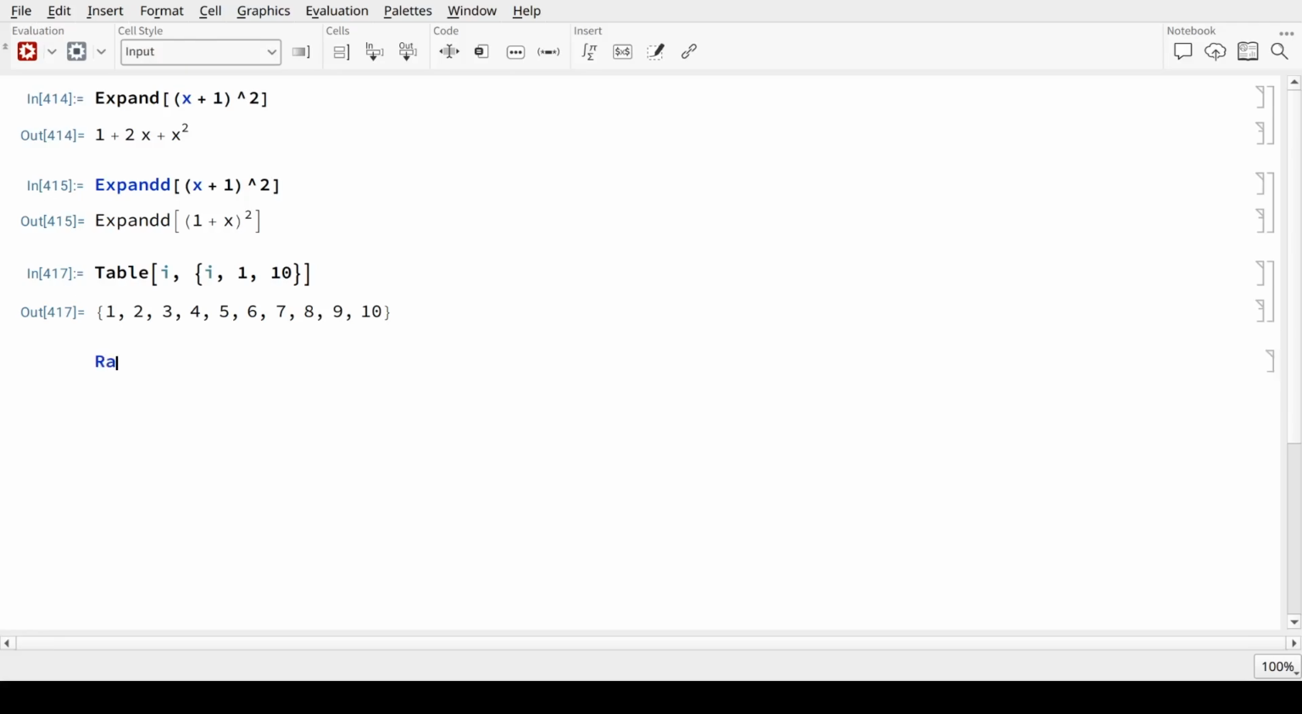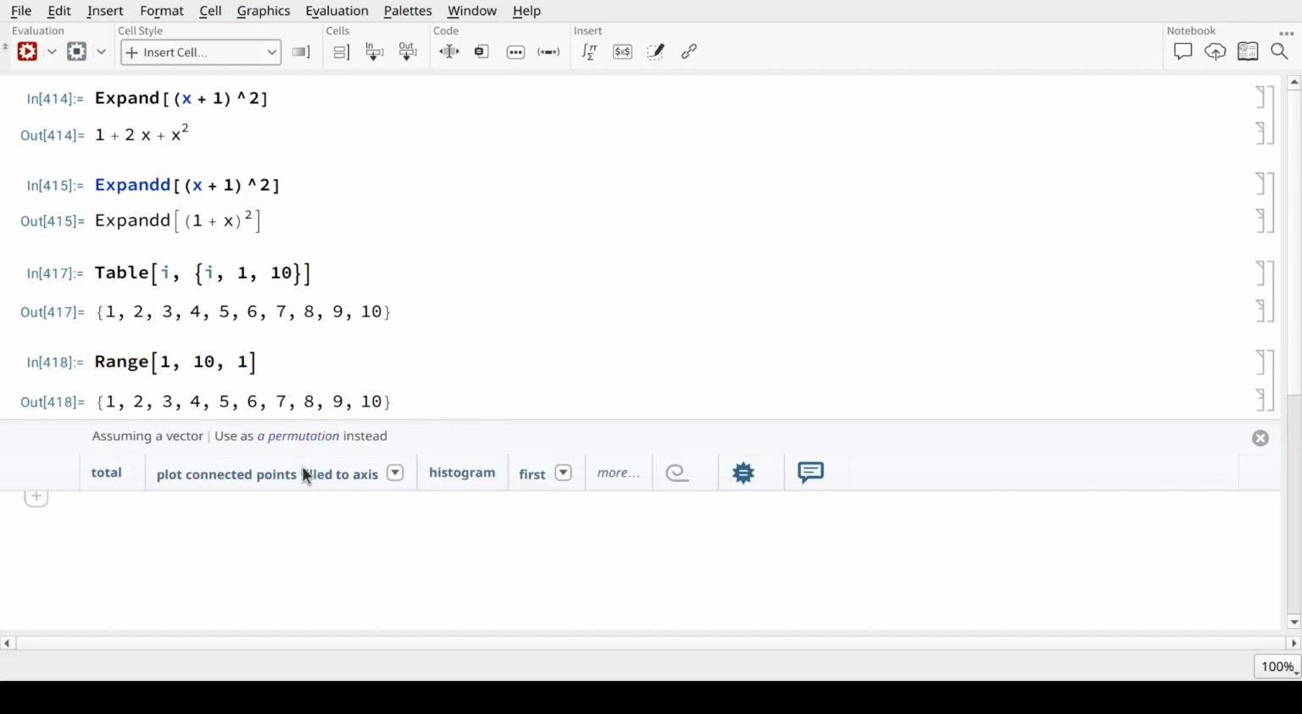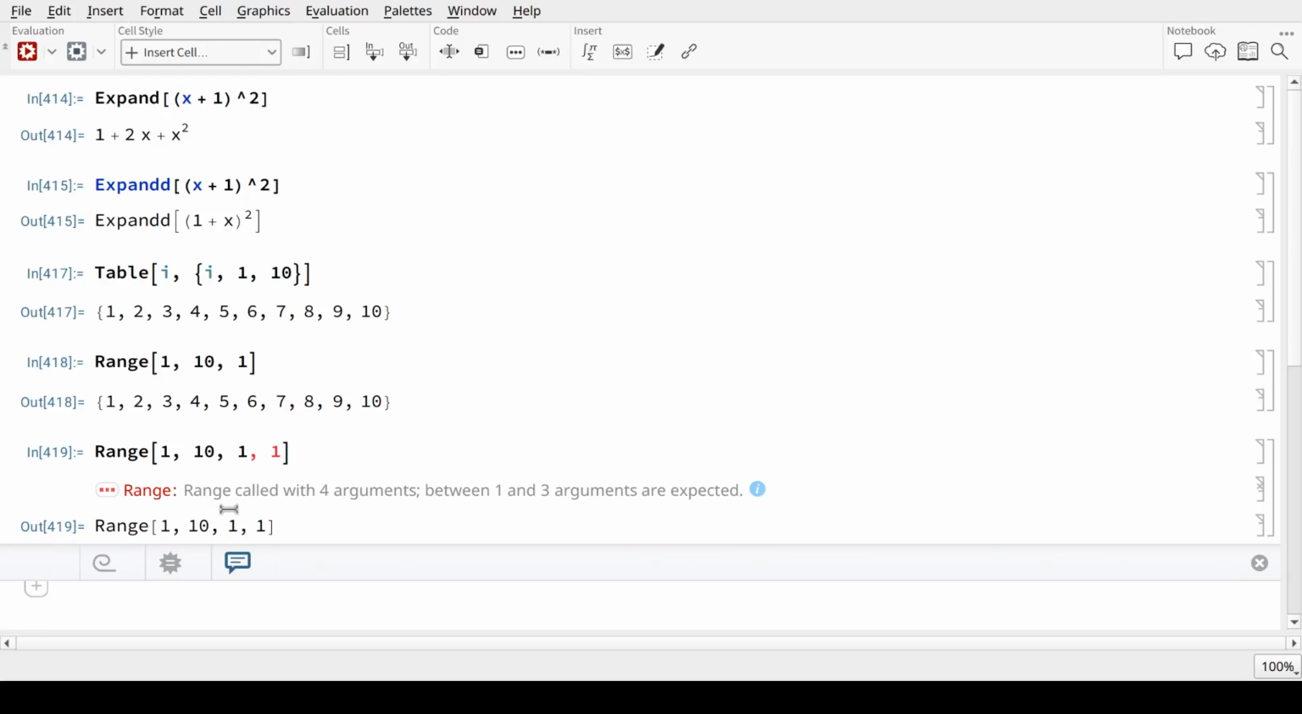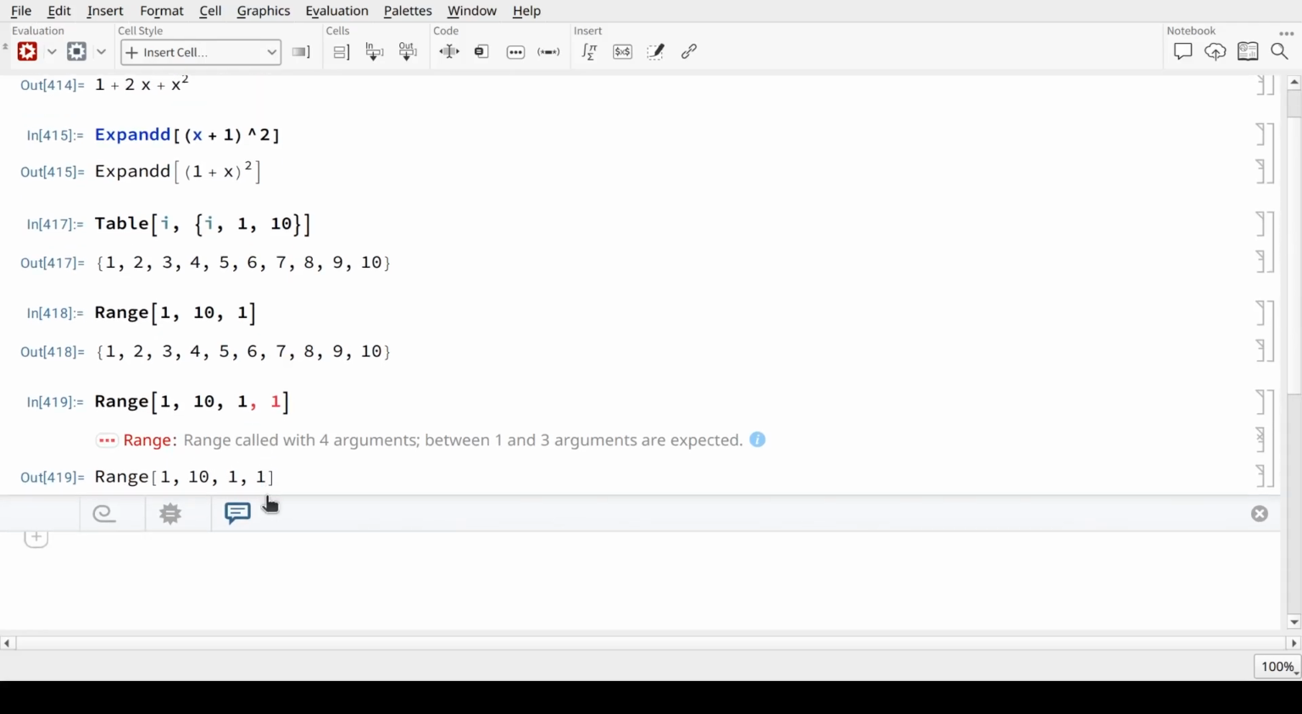Now, there is another example where perhaps we have too many arguments. In the case of this range function that goes from 1 to 10 with a step of 1, if we specify an additional argument, it becomes red because it's not supposed to be there and you have to delete it.